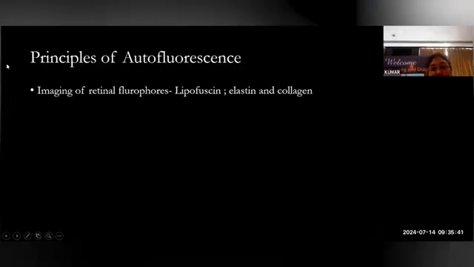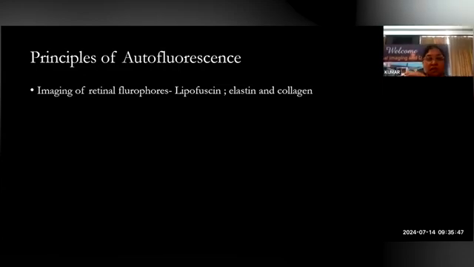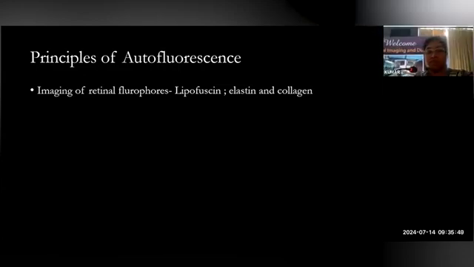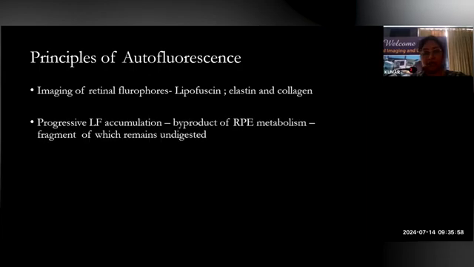The basic principle is the imaging of retinal fluorophores and autofluorescence. So what are the retinal fluorophores that we talk about? Fluorophores are basically substances that, when stimulated by a particular wavelength, emit another wavelength. This is mainly characterized by lipofuscin in the retina and minorly by elastin and collagen.